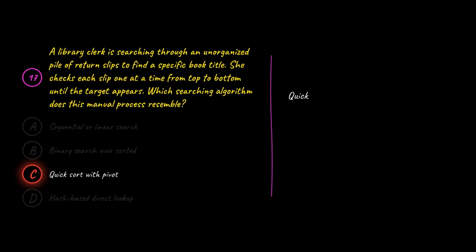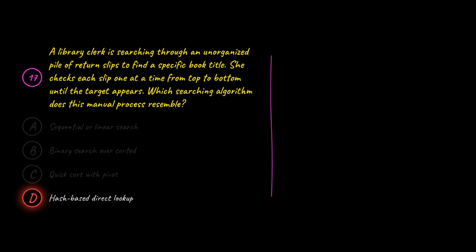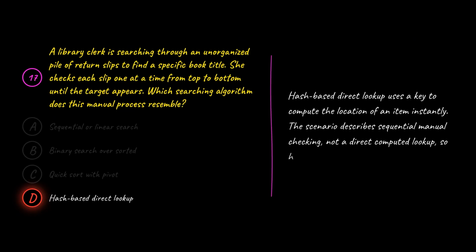C is wrong because quicksort is a sorting algorithm that uses a pivot to divide and sort recursively. It organizes items but does not perform a search for a specific target value in an existing collection. D is wrong because hash-based direct lookup uses a key to compute the location of an item instantly. The scenario describes sequential manual checking, not a direct computed lookup, so hash lookup does not apply here.